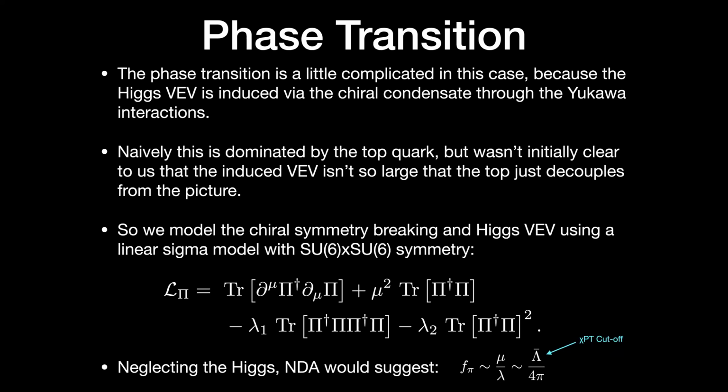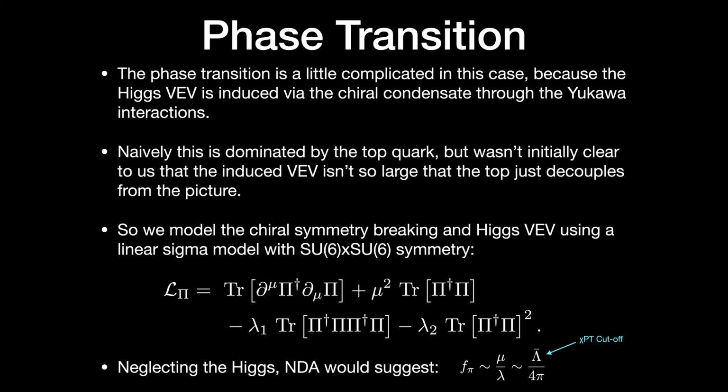So the Higgs VEV is induced via the chiral condensate through the Yukawa interactions, which should be naively dominated by the top quark. But what confused us was it wasn't initially clear to us that the induced VEV wasn't large enough that the top just decouples from the picture. So we weren't sure that that was actually the real picture to describe what happened. So we tried to be a little bit more careful, and what we did is we modeled the chiral symmetry breaking and the Higgs VEV together using a linear sigma model with an SU6 cross SU6 flavor symmetry.